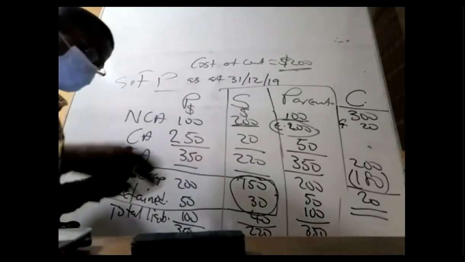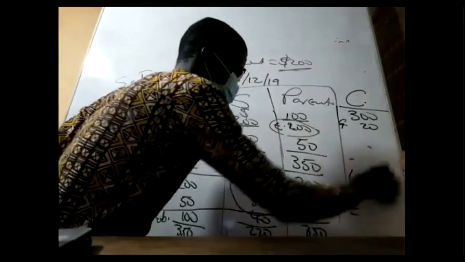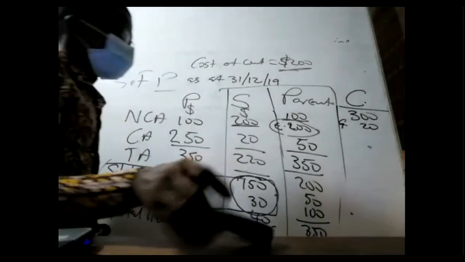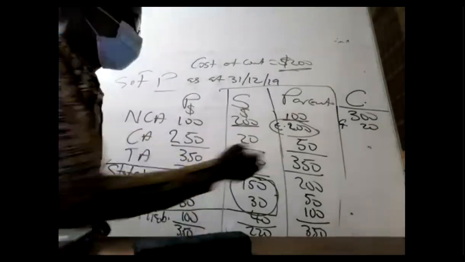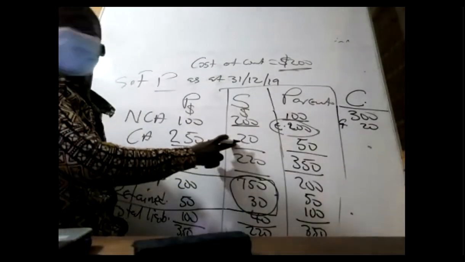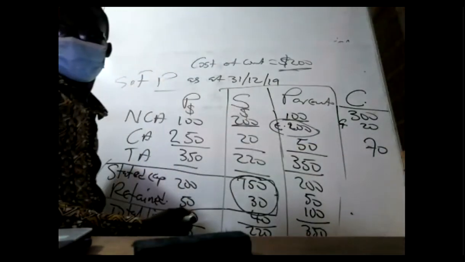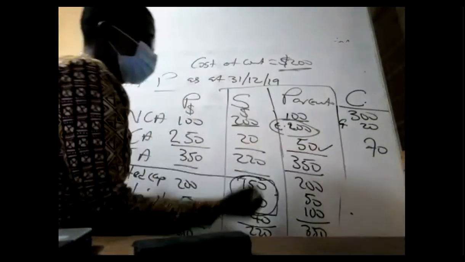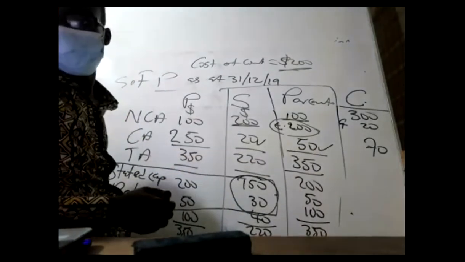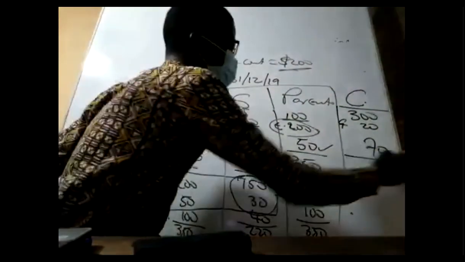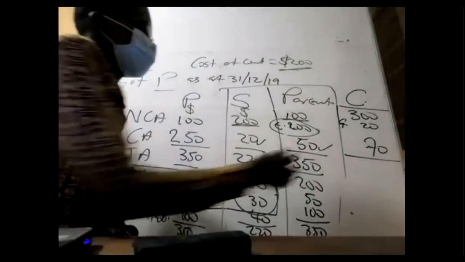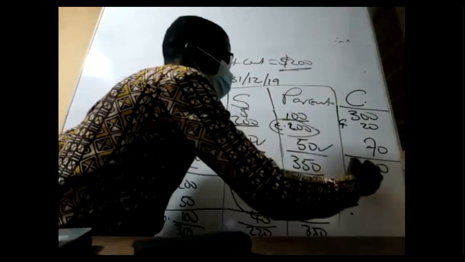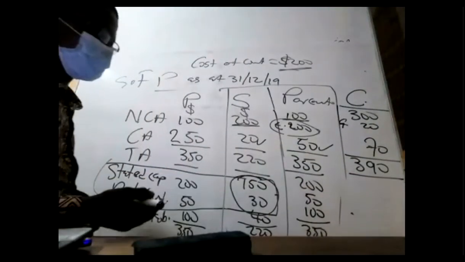Fine. Let's consolidate the current asset. Let's go to the current asset. Current asset, parent own is 50, subsidiary own is what? 20. So now we get what? 70. So parent own 50, subsidiary own 20. Now we put this together. We now have 390. That's the total asset. Let's go to equity.